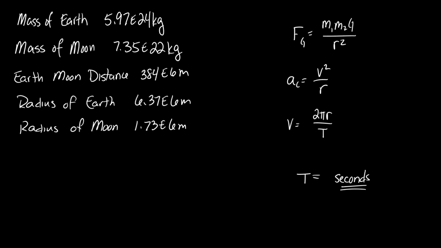So 1, 2, 3, 4, 5, 6, 7, 8, 9, 10, 11, 12, 13, 14, 15, 16, 17, 18, 19, 20, 21, 22, 23, 24, 25, 26, 27, 28, 29, 30. This would be a good representation of the Earth-Moon distance if that were the size of the Earth.